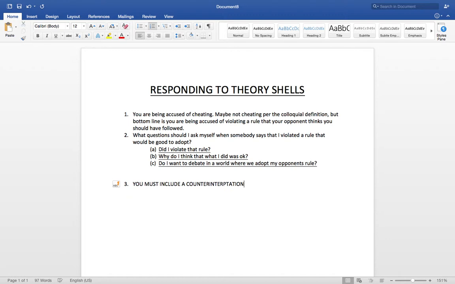If your counter rule does not say it is okay for you to do what you did, you're not doing it right. Okay. So that's really important, right? Because you have to establish that you meet your counter rule. If you say, instead of adopting my opponent's rule, let's adopt this one instead, you have to make sure that you are not violating your own rule.